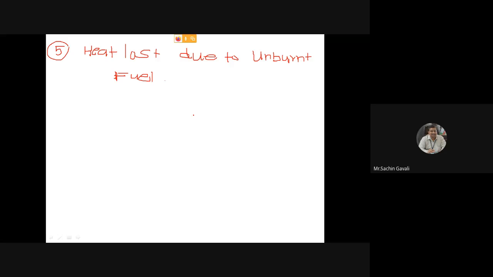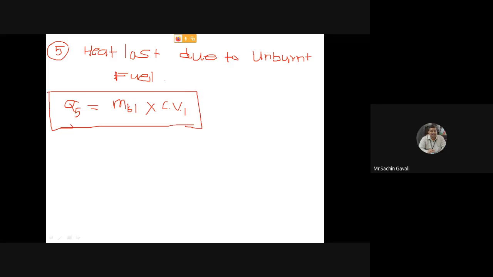This loss is calculated as Q5 is equal to MF1 into CV1. Very simple formula, MF1 into CV1. Only this simple formula is needed, and this loss can be calculated. What is that? Heat loss due to unburnt fuel.